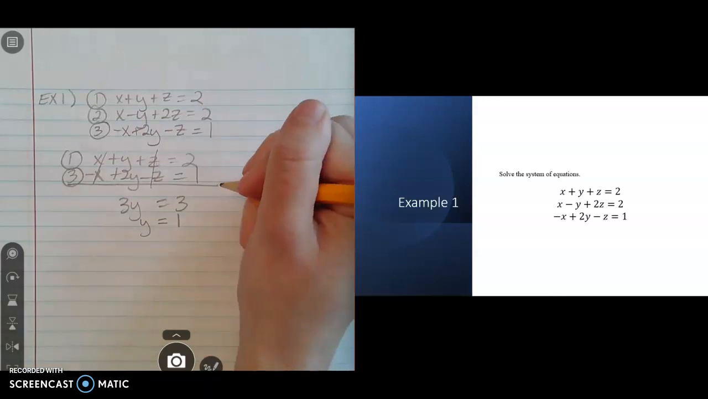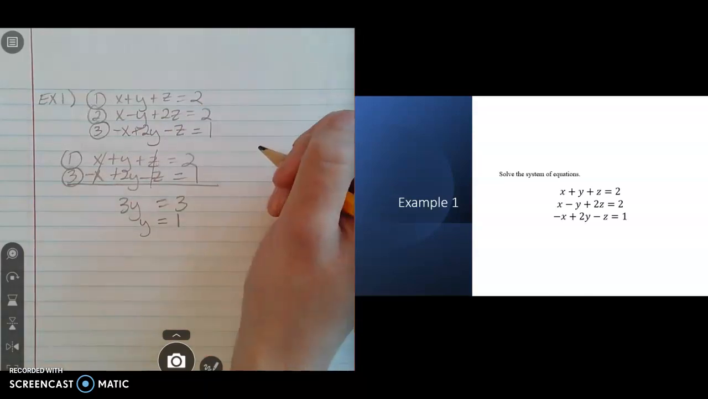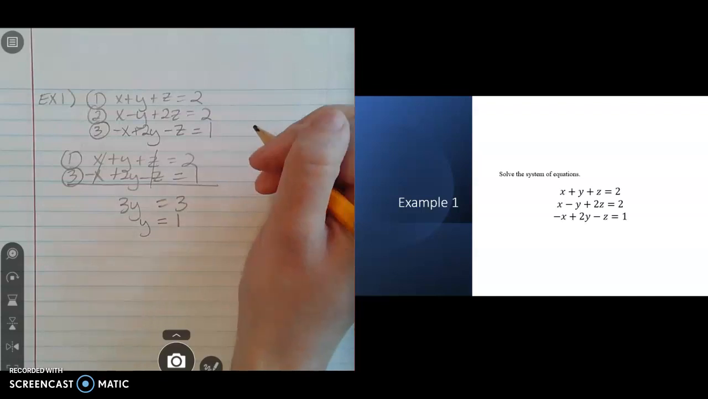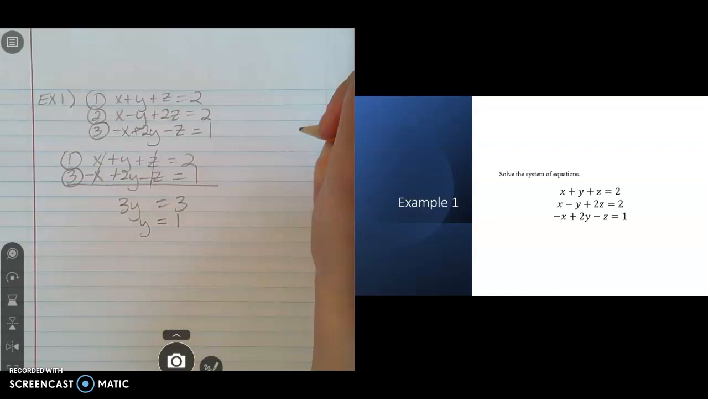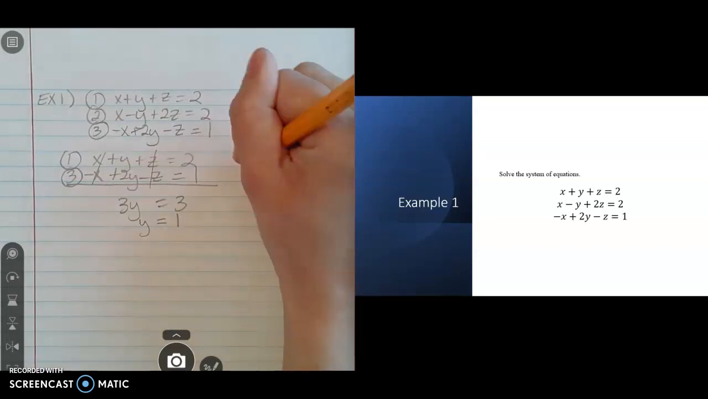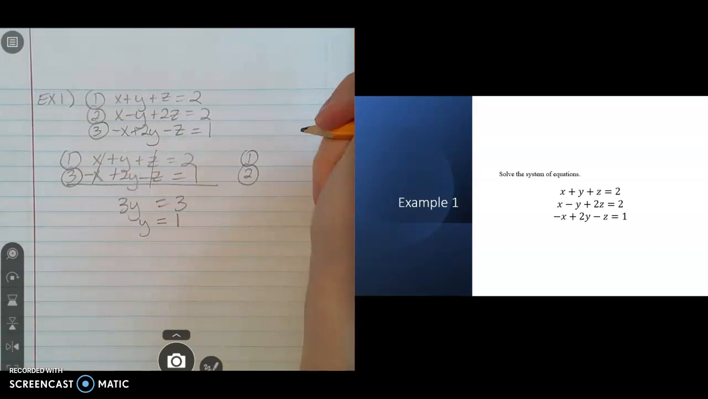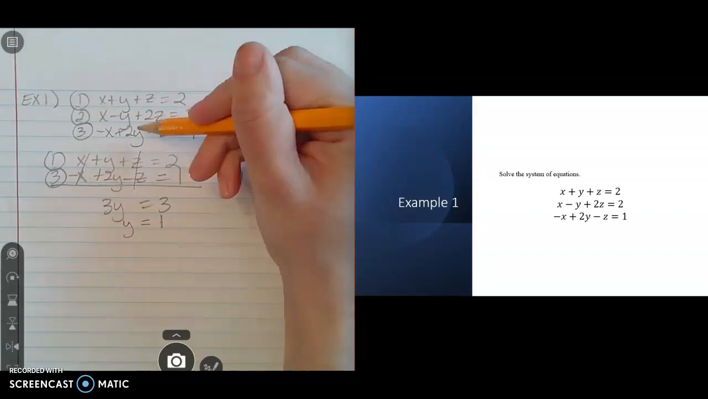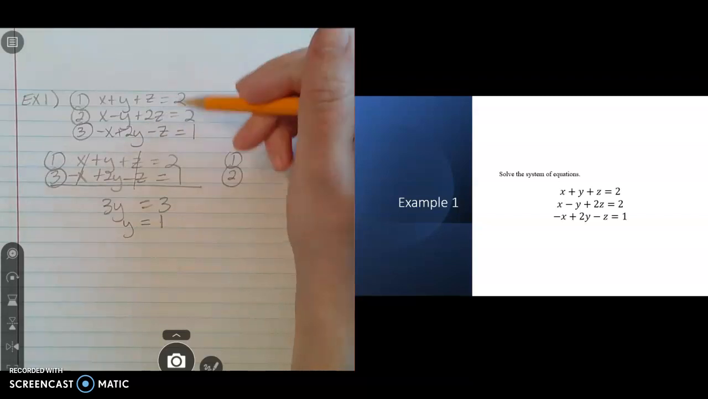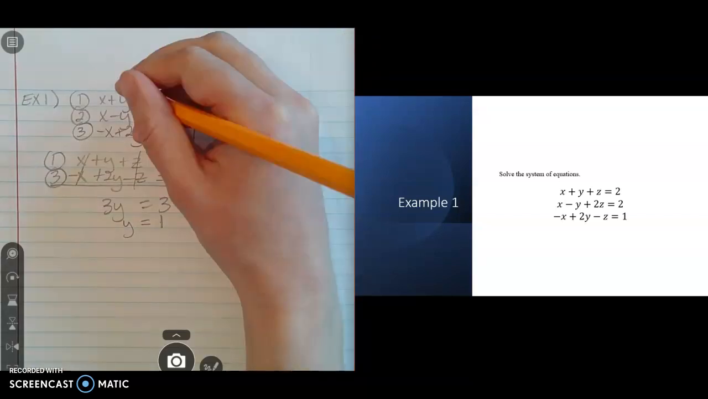Well, I still need to find x and z, so I still have some work cut out for me, don't I? How about we combine equation 1 and equation 2. Let's see if we can find another variable. Because just with y is 1, I can't get x or z alone. So let's combine 1 and 2.